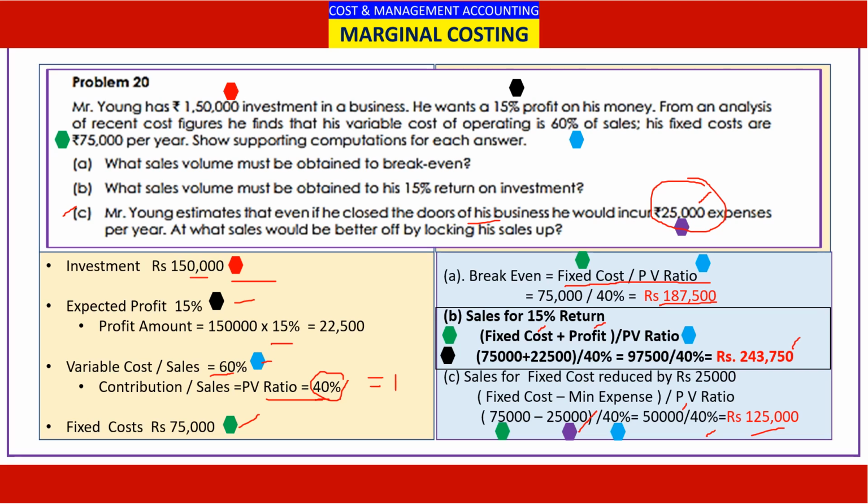In the process, we have seen the equation for break-even, for target contribution towards fixed cost and profit divided by PV ratio, and minimum fixed cost divided by PV ratio when the fixed cost cannot be reduced beyond 25,000. Now that is regarding illustration number 20.